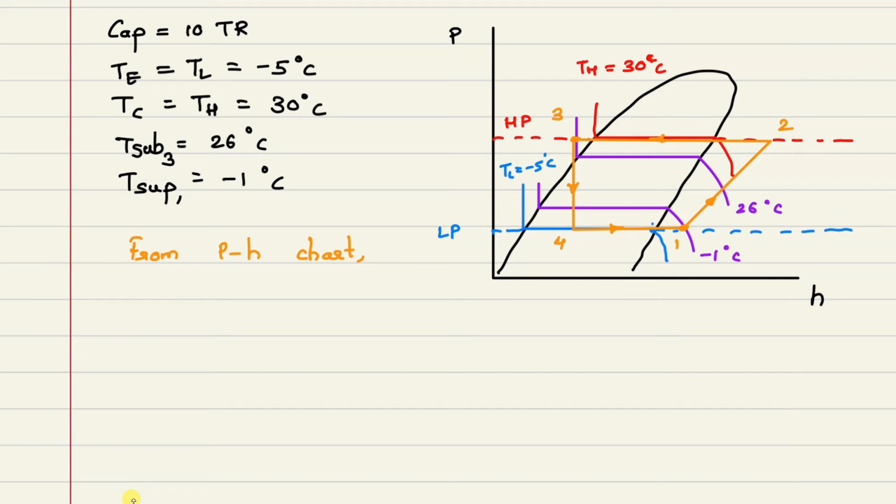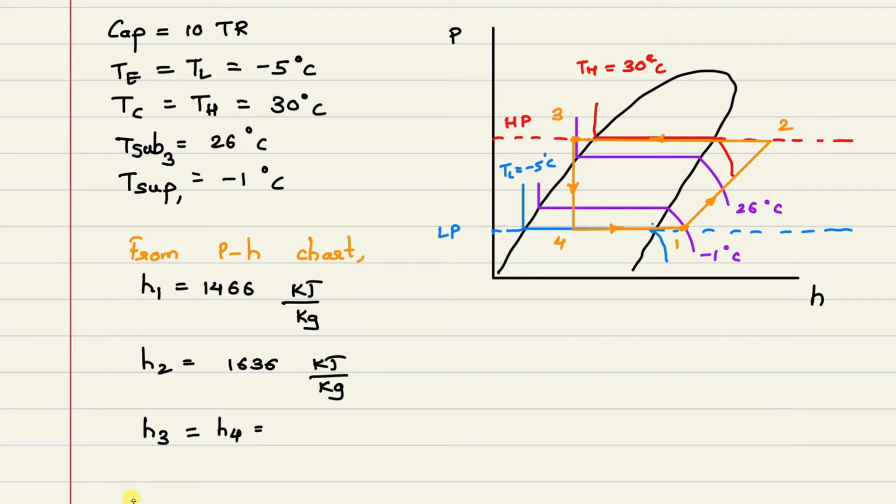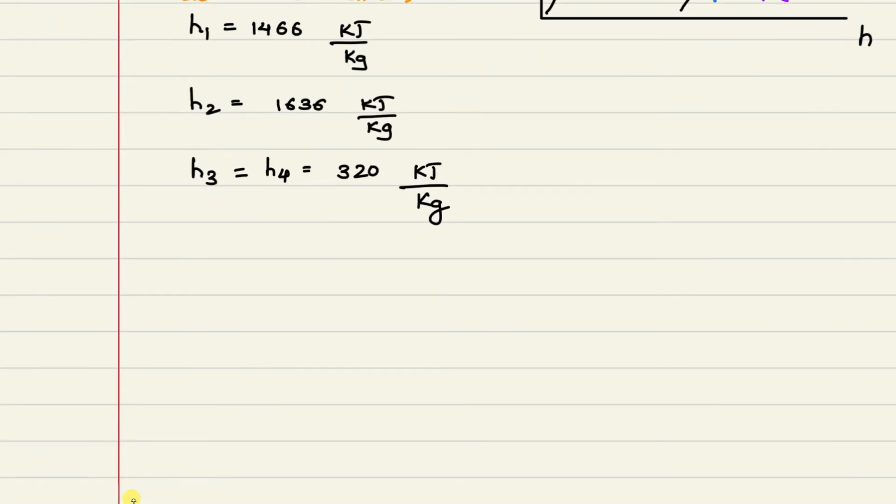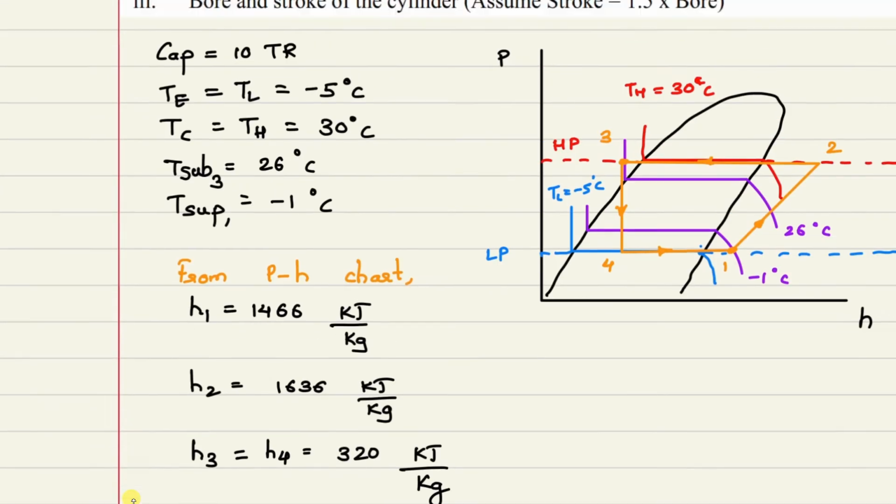What are the values? H1 is equal to 1466 kilojoule per kg. H2 is equal to 1636 kilojoule per kg, and H3 equal to H4 is equal to 320 kilojoule per kg. Okay, so we have read the values of all the enthalpies from the pH chart. Now what is the first question?